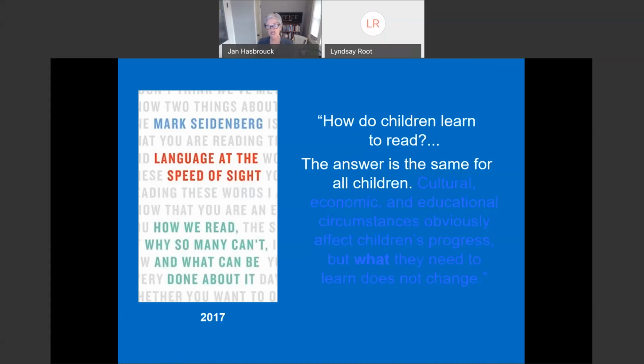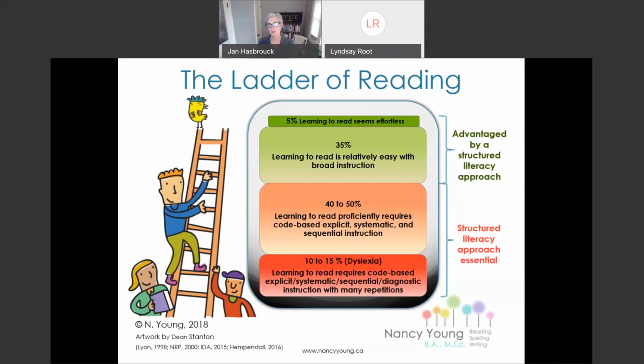I do find it so interesting. I remember very much reading this chapter in Seidenberg's book about how children learn to read. The statement that the answer is the same for all children was, for me, with my background in reading, something I really had to grapple with. But looking at the research, I know it to be true.